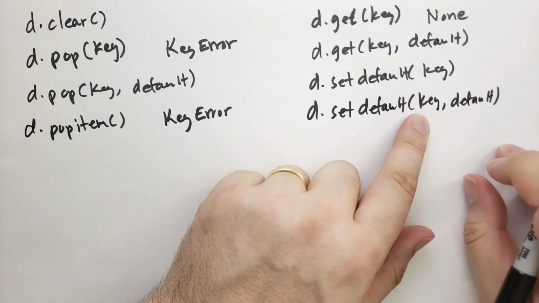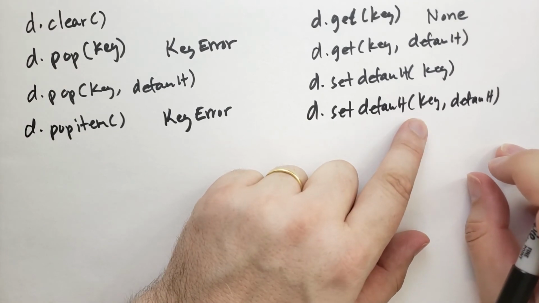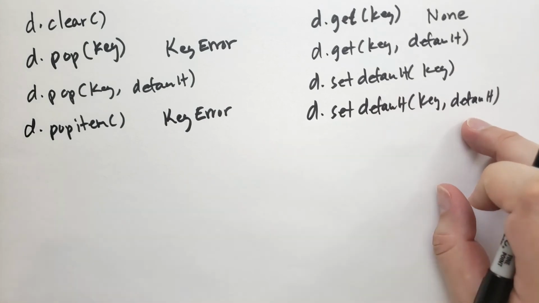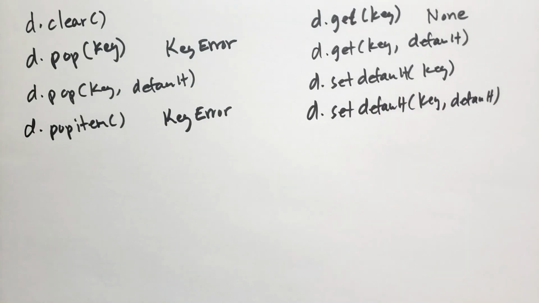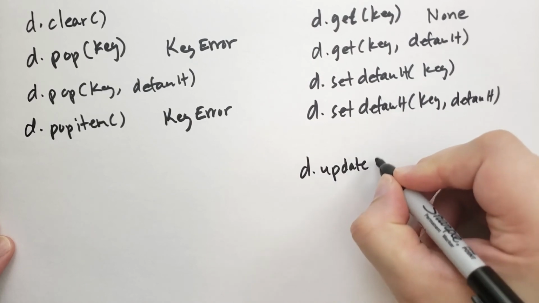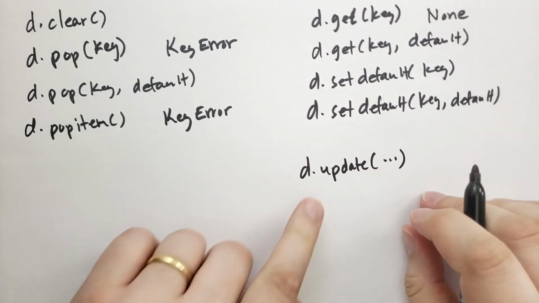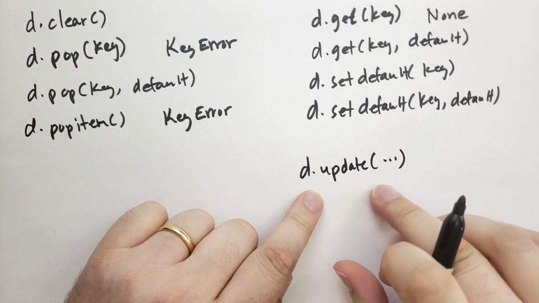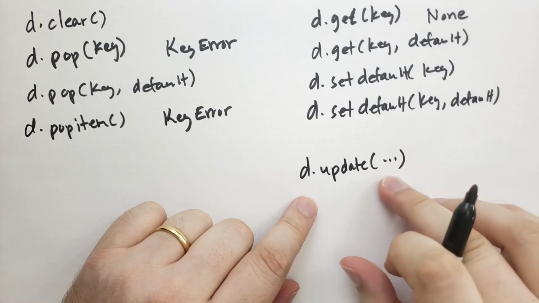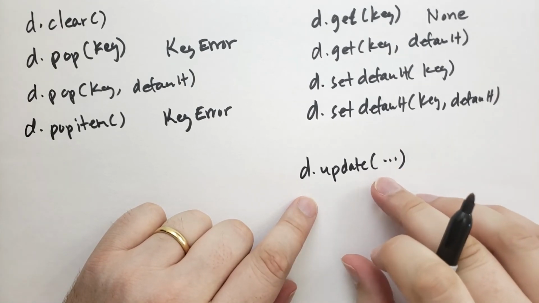What this will do is if the key is present, it will return the value. If it's not present, then it will create a key assigned to the default value and return the default value. D.update allows you to update elements of the dictionary using the same syntax that the dict function uses. This is a great way to bring in lots of changes to the dictionary all at once.